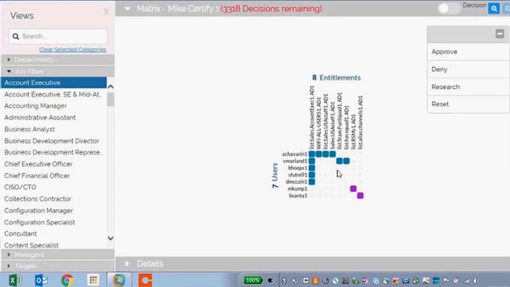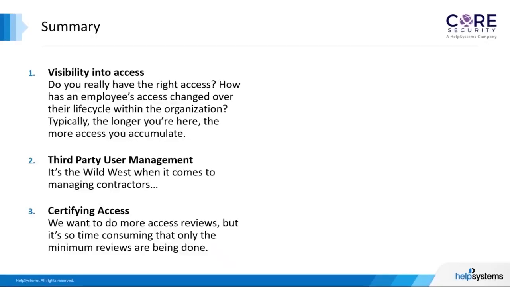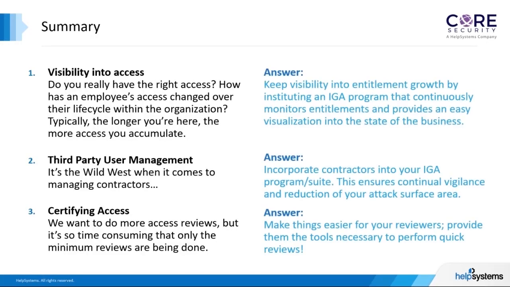So, visibility into access: typically the longer you're at an organization, the more access you accumulate. You want to keep visibility into that entitlement growth by assigning the appropriate roles and the like, and by instituting an IGA program that is going to monitor these entitlements and also kick back to you a visual way, or at least some way, that you can very quickly ascertain what should be a central part of a role and what really is an outlier.